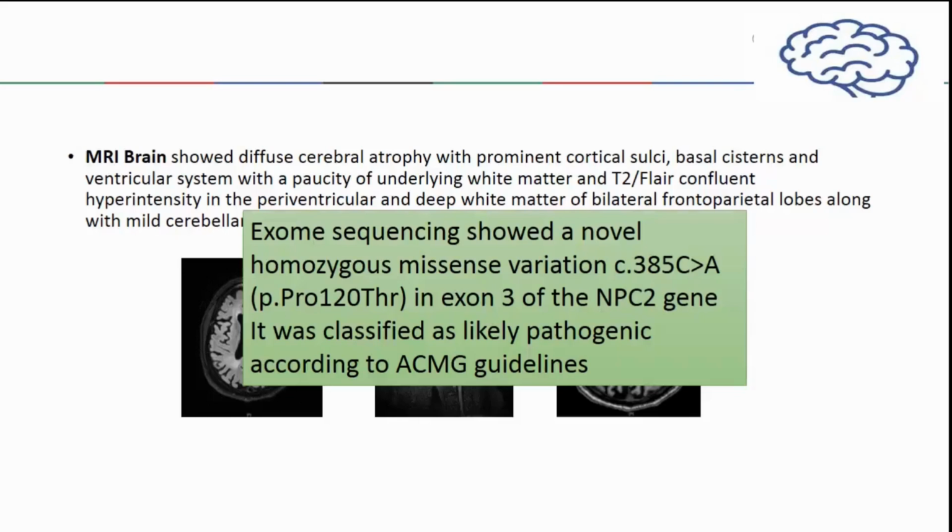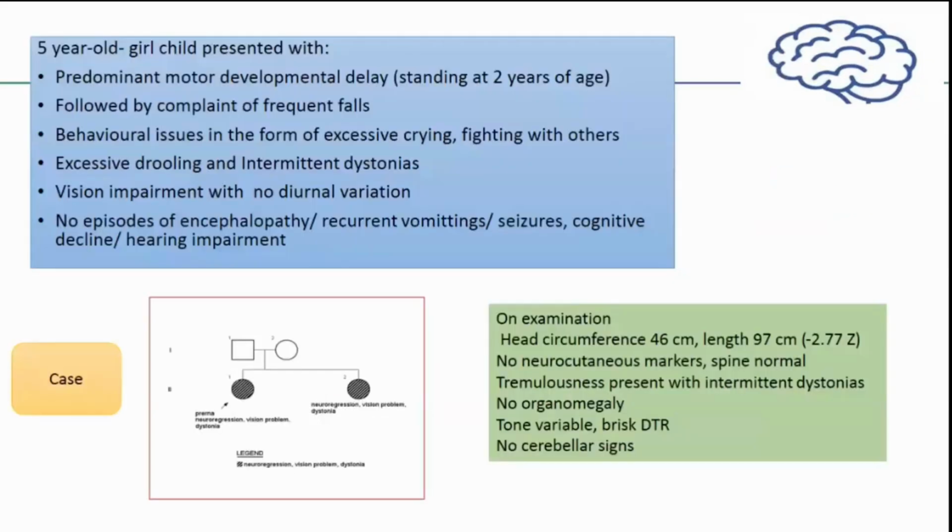There is some role of substrate reduction therapy in NPC. Miglustat is a drug which is being tried, and in early stages of the disease, probably it helps also. But again, it is exorbitantly expensive and difficult to use in our setting.